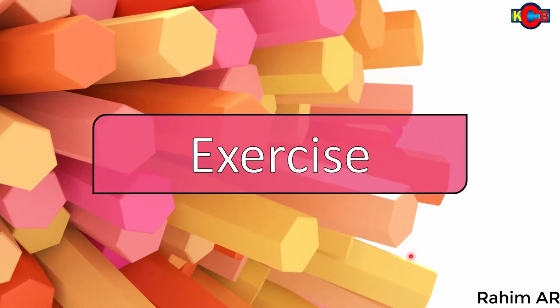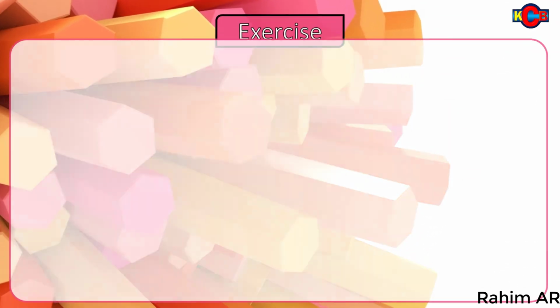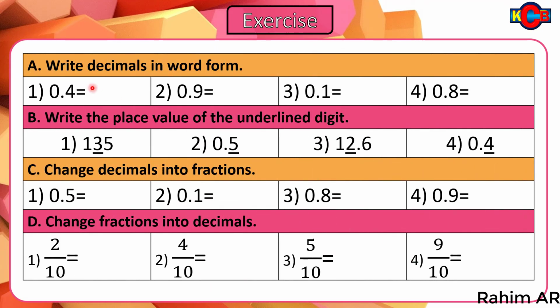There are some questions for you to answer. Read the instructions properly. For part A here, you will have to write down both forms, the formal and the casual ways to pronounce the numbers. As an example, this is 0 and 4 tenths, or 0.4. So you have to write down both forms.